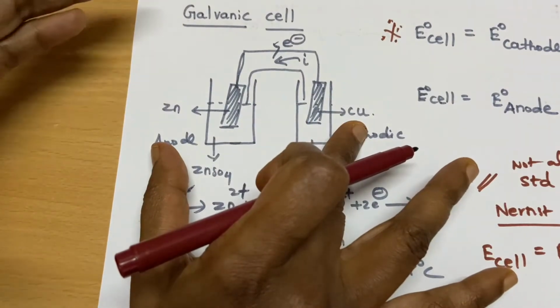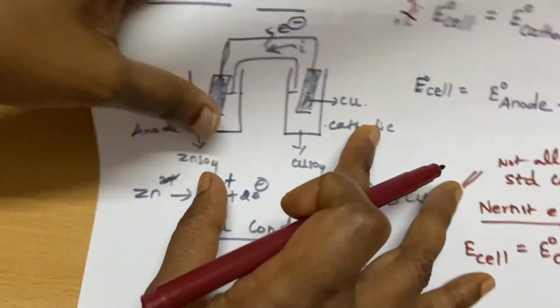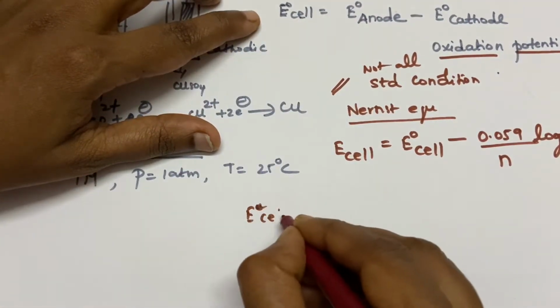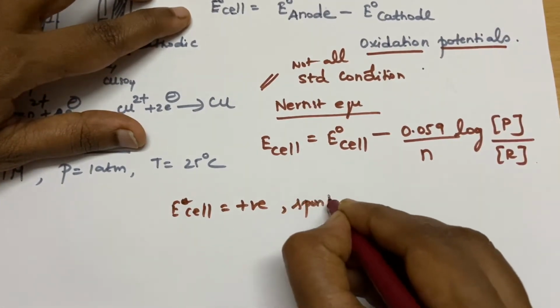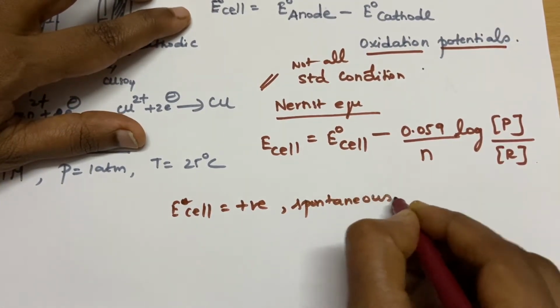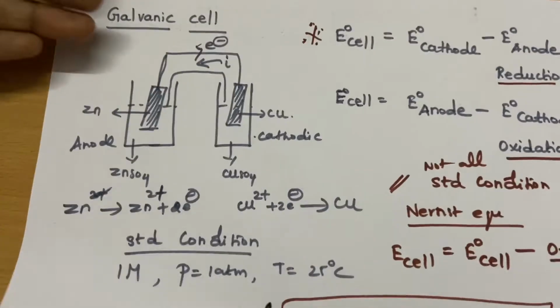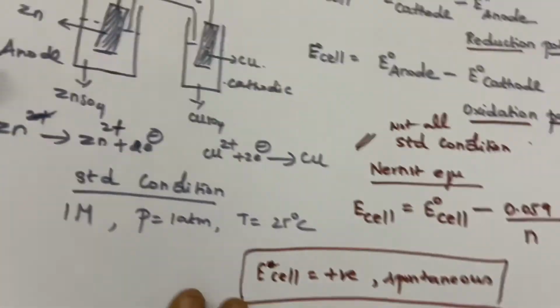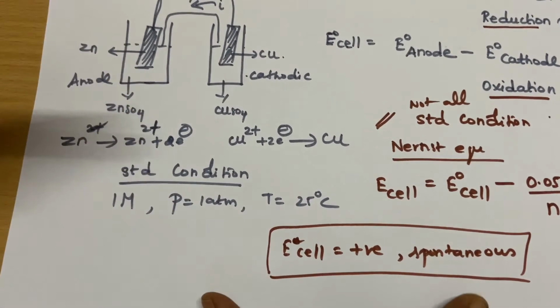Then one more thing you need to know about this cell is, for an electrochemical cell, for a reaction to be spontaneous, always this E0 cell, okay, E cell has to be positive for a spontaneous reaction. Otherwise the reaction will not occur spontaneously, because here we are not supplying any external current, isn't it? It has to occur on its own. So the E cell must be positive for a reaction to be spontaneous.